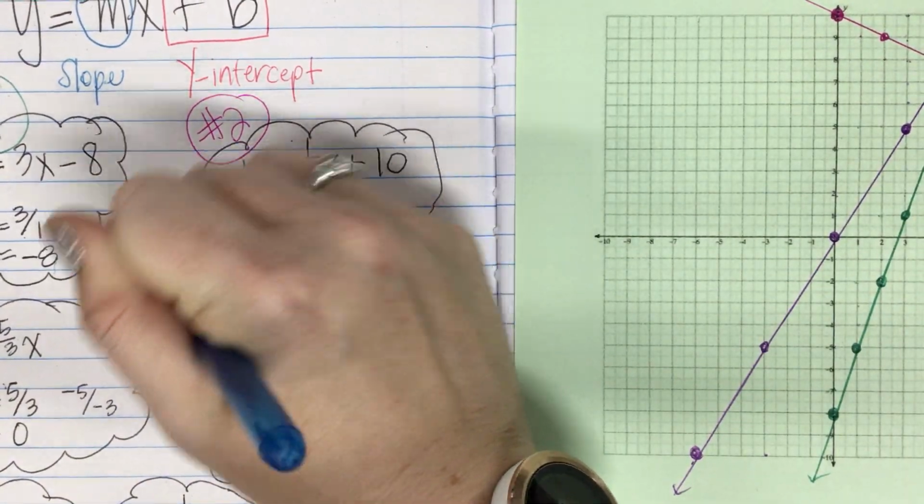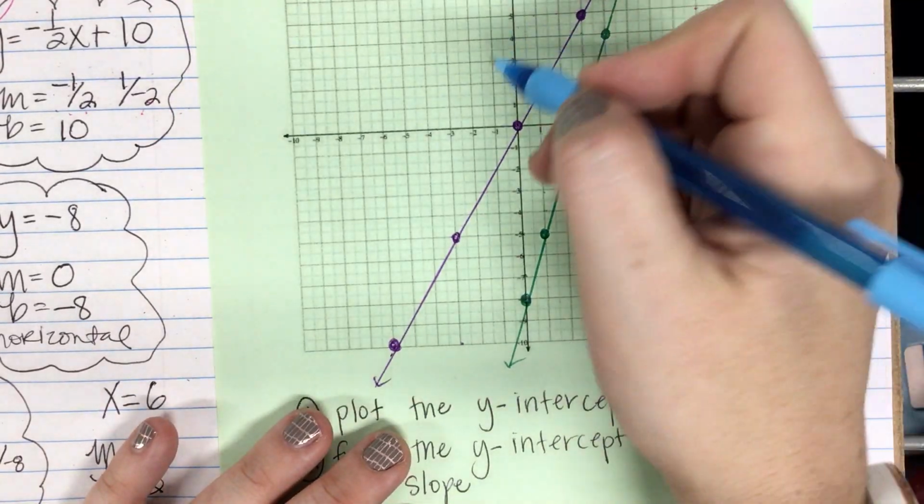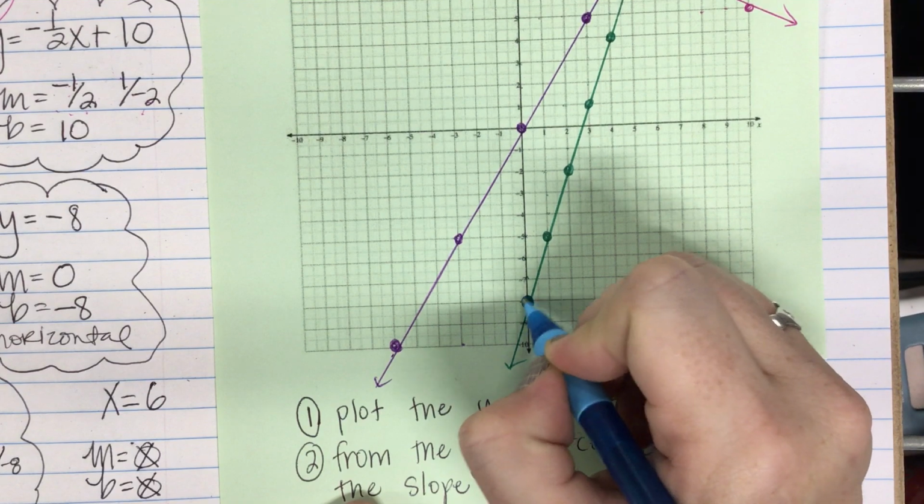Number 4. Where's my intercept for number 4? Where does it intersect? It intersects at -8. Good. Which is, oh, right here. There's already a dot there.